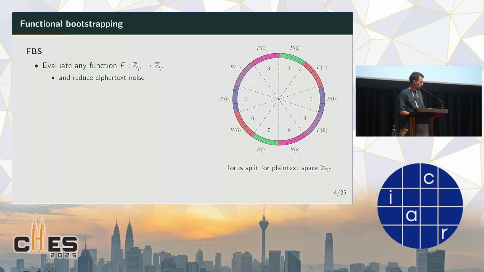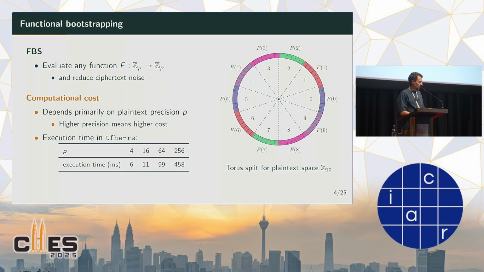So now, what's functional bootstrapping? You can call it programmable bootstrapping, different schools use different names. You can evaluate an arbitrary function from Z_p to Z_p, in addition to lowering the ciphertext noise. And the computational cost of functional bootstrapping mainly depends on the precision of your plaintext space. So high precision means a high cost.